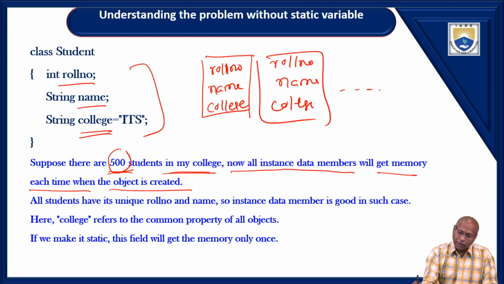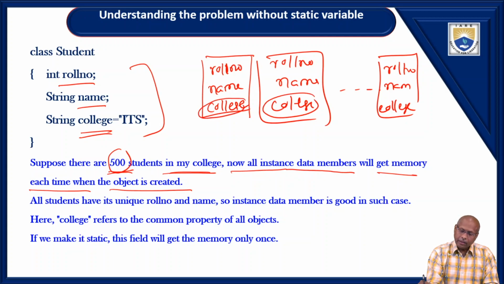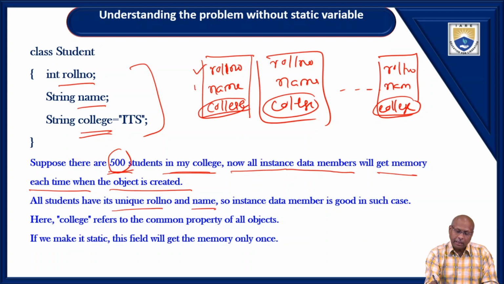Like this, assume 500 objects are there. Again roll number, name and college name, so you have to write it 500 times. But I know that college name is the same for all students. So if I write in this format, unnecessary memory is wasted. A lot of memory is consumed. All the students have a unique roll number and a unique name.